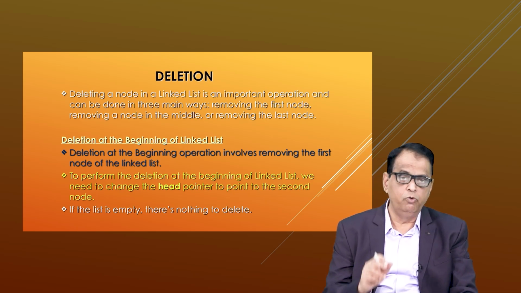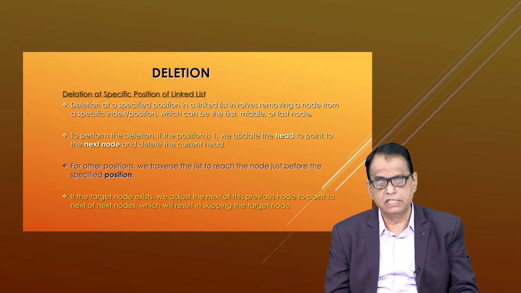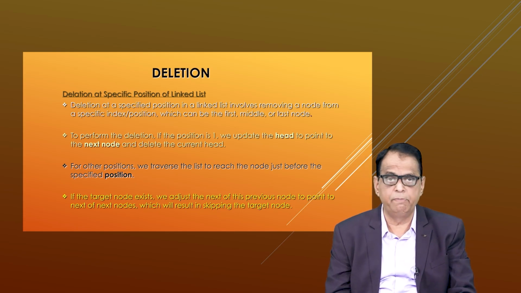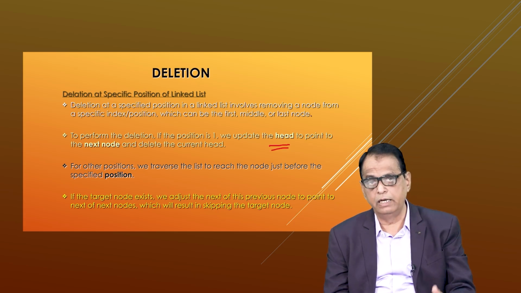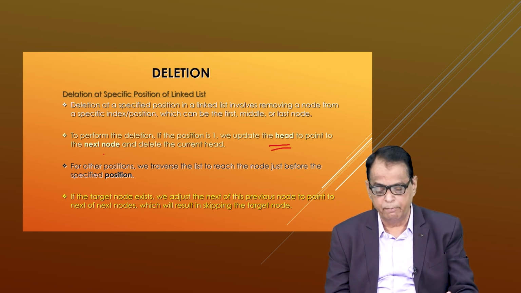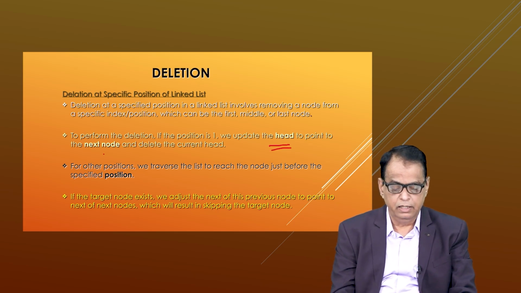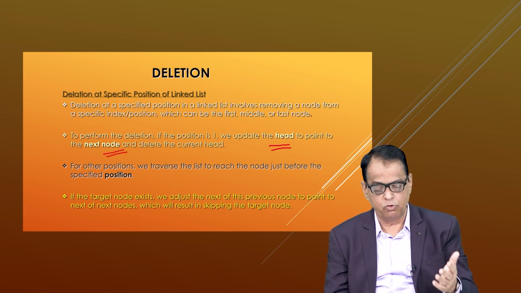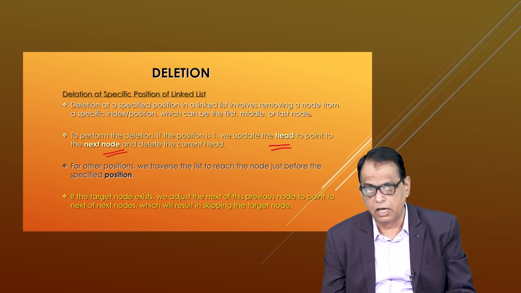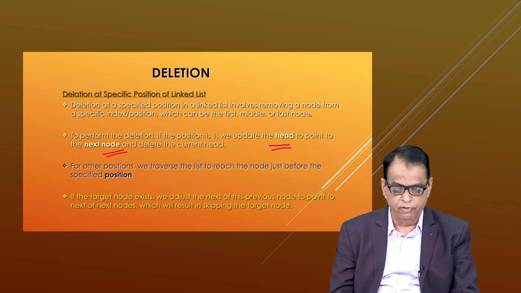Now suppose you want to delete an element at a specific position present in the linked list. Suppose we have been given a linked list, and if the position is number 1, meaning it is at the beginning, then you can simply change the head pointer to point to the next node instead of the current node, and therefore the deletion will take place.